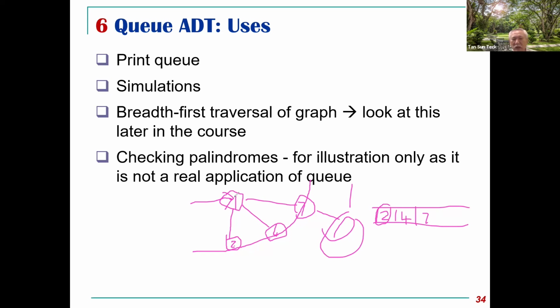Okay, then we can talk about checking palindrome. Okay, so this is actually not really an application for queue. It's actually combining queue and stack together to solve the problem. We will look at the example later on.